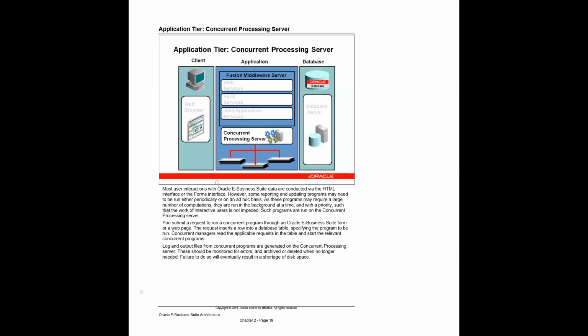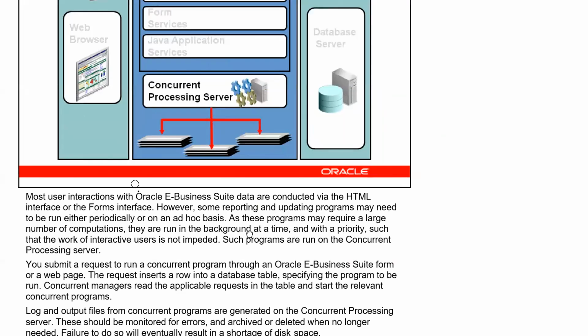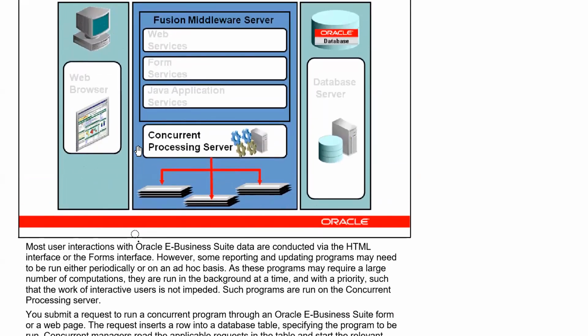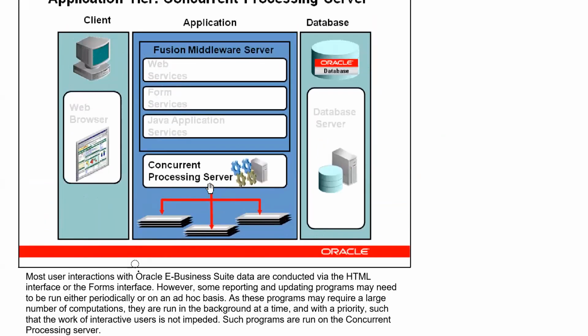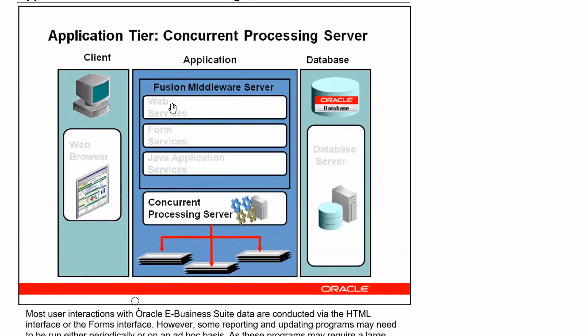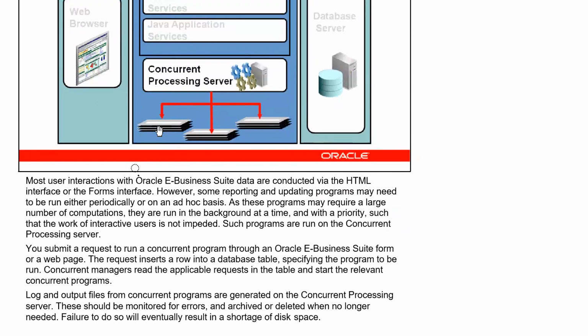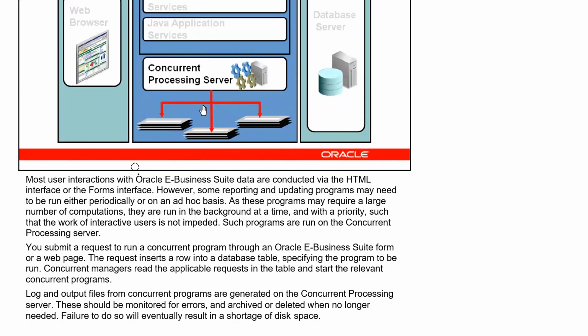So finally, your reporting needs, your batch programs. Those things are covered by the concurrent processing server. So you feed the data in the web services, you feed the data in the form services, and it will be stored in the database server. But basically, you need to get the output from that. So those things are taken care of by your concurrent processing server.